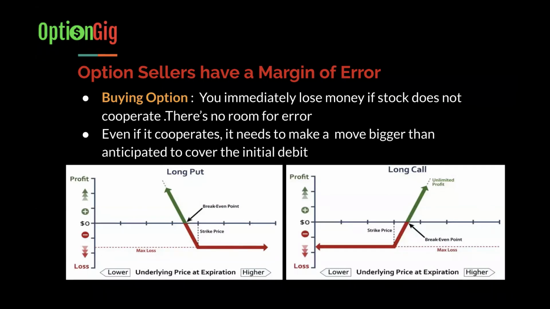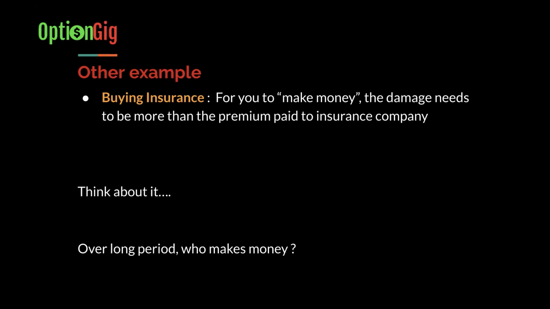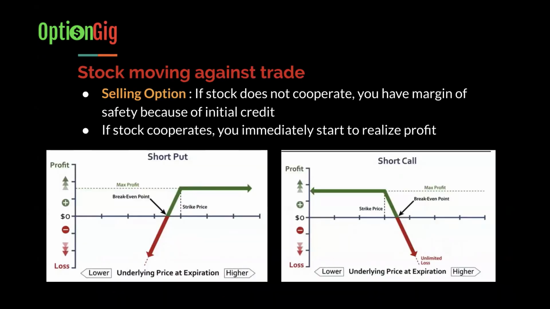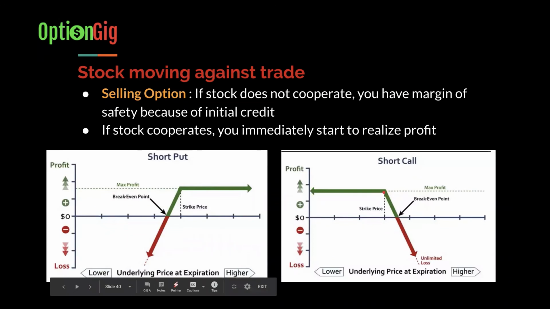Next one, the other way is option sellers have a margin for error. I think by now, this probably is clear. We are in session 4 and I've talked about this in almost every session: if you buy an option, you immediately start to lose money if the stock doesn't cooperate. There is no room for error. But if you sell an option, there you also have a margin or a room for error.